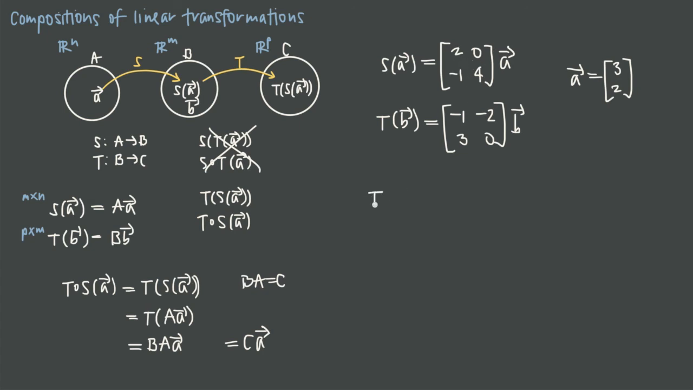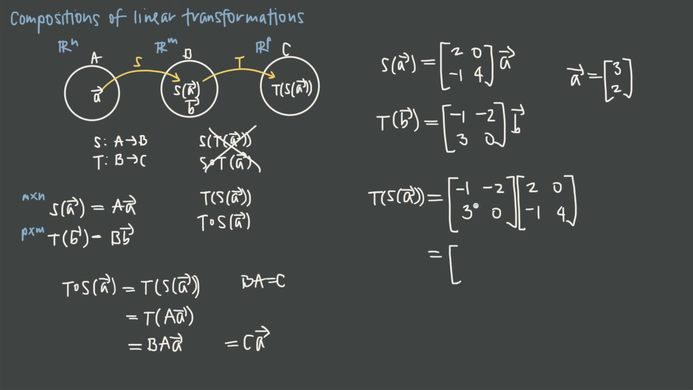So we'll say the transformation T of S of some vector A that was in A is going to be equal to, we always have to take our matrix from T first. We're kind of working backwards. So we take [-1, -2; 3, 0] and we multiply that by our first matrix, [2, 0; -1, 4]. And the result there, if we take dot products, will be -1 times 2 gives us a -2, and -2 times a -1 is a +2. I add those together and I get 0.